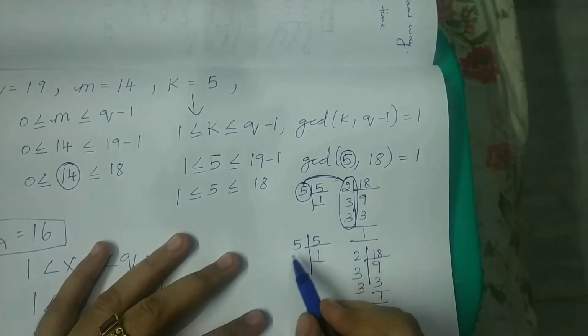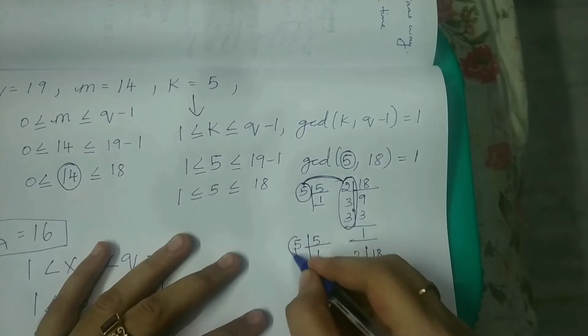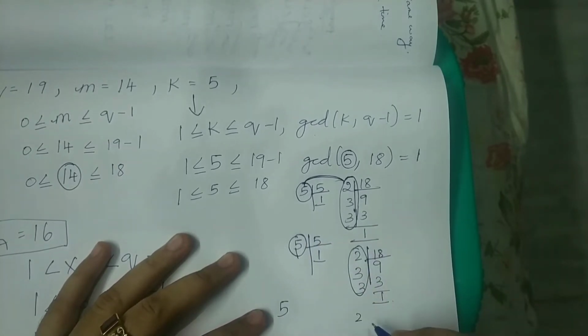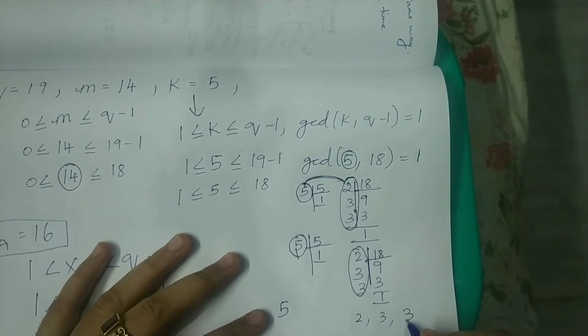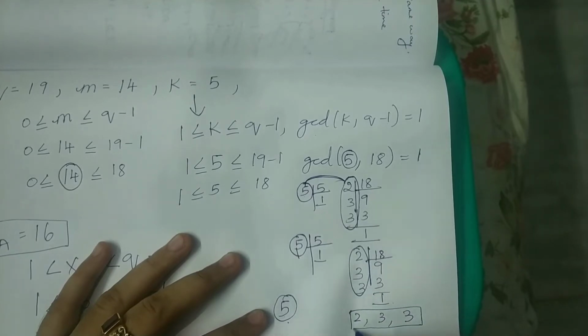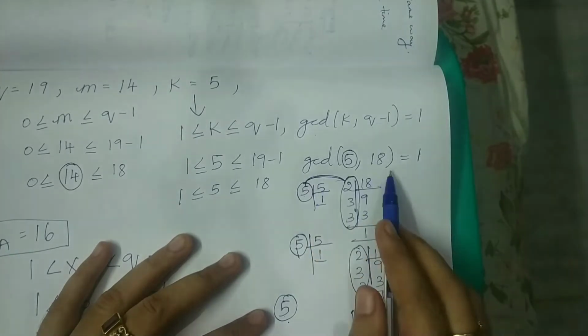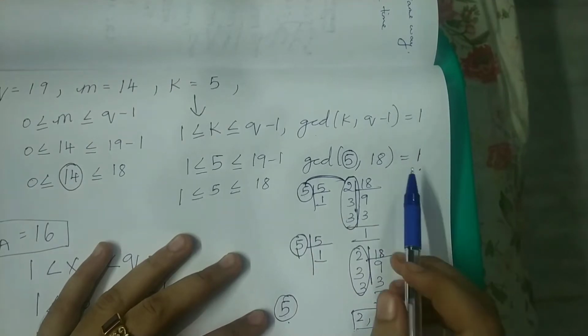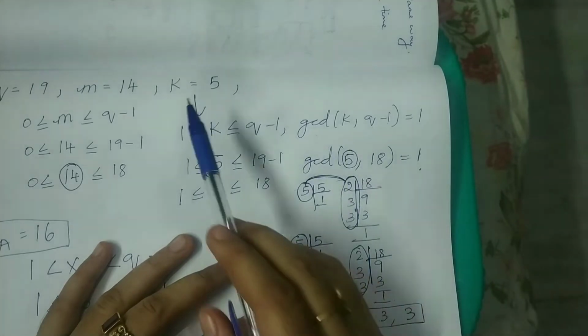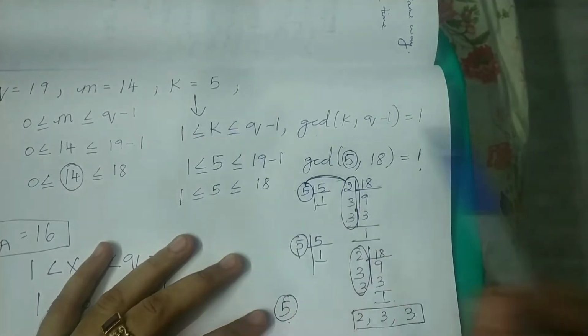So now I should look at these numbers. Over here I have got 5. Over here I have got 2, 3 and 3. I should check whether any number is common in both. So nothing is common. This 5 is not present anywhere over here. So therefore the GCD is 1. So since it is satisfying both the conditions, I can choose the value for K as 5.